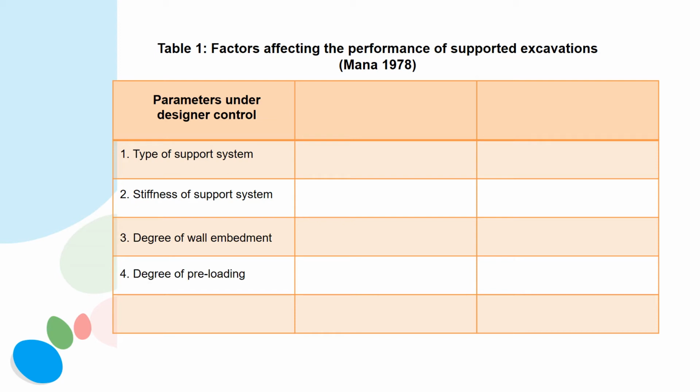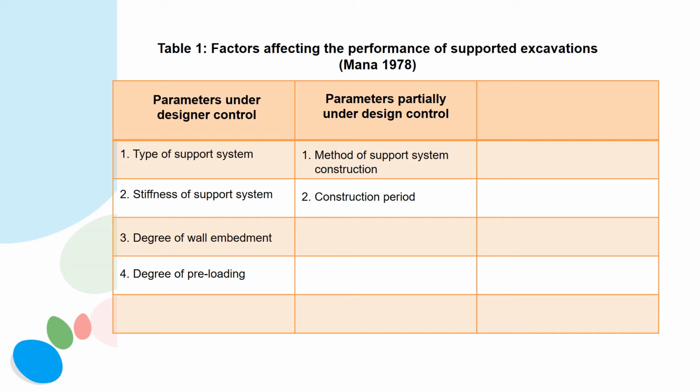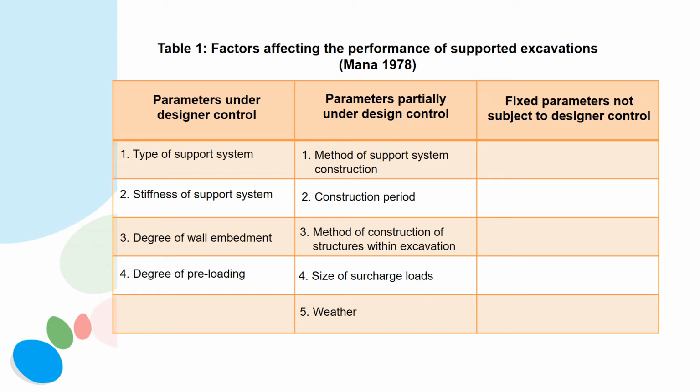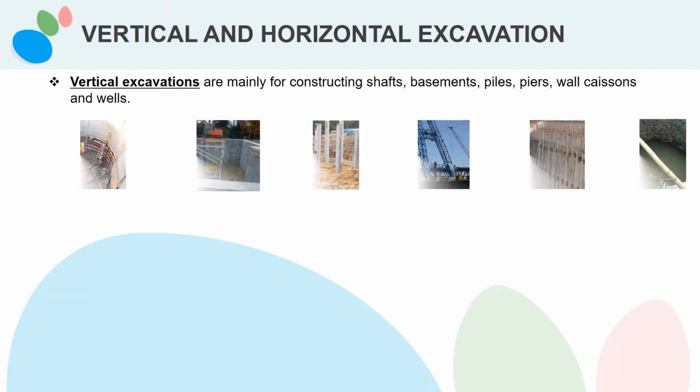4. Degree of preloading. 4 parameters partially under design control are: 1. Method of support system construction. 2. Construction period. 3. Method of construction of structures within excavation. 4. Size of surcharge loads. 5. Weather. Fixed parameters not subject to design control are: 1. Subsoil conditions and properties. 2. Surrounding structures. 3. Excavation shape and depth, vertical and horizontal excavation.